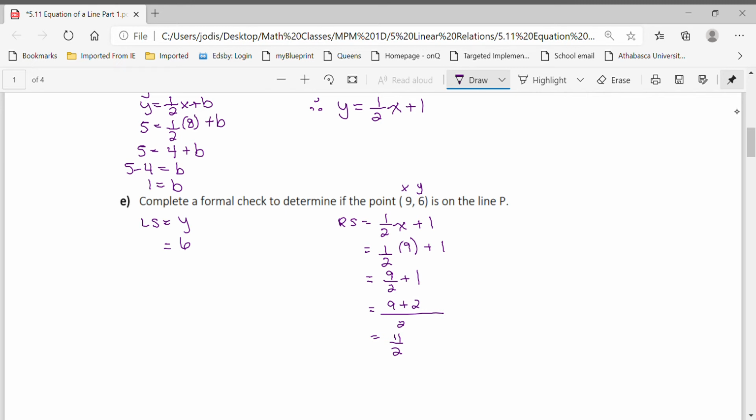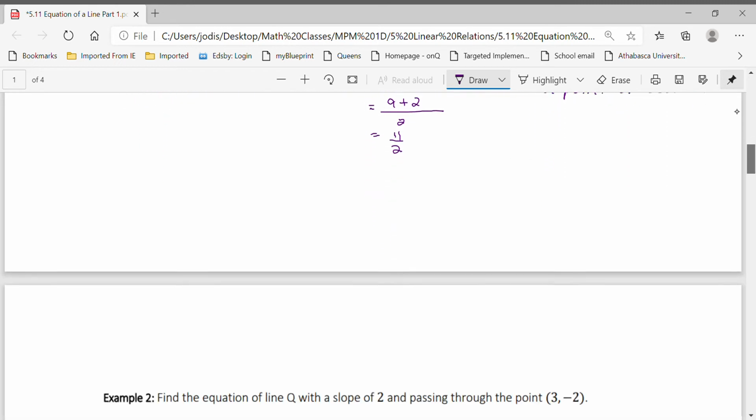So do our left side and our right side equal each other? No. So left side does not equal right side. Therefore, 9, 6 is not a point on line P.